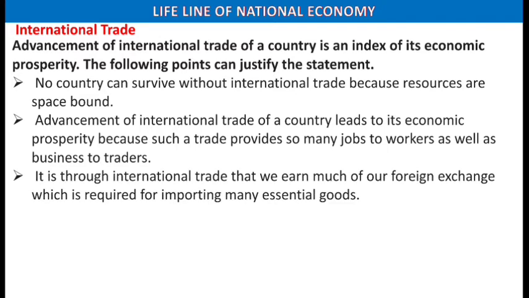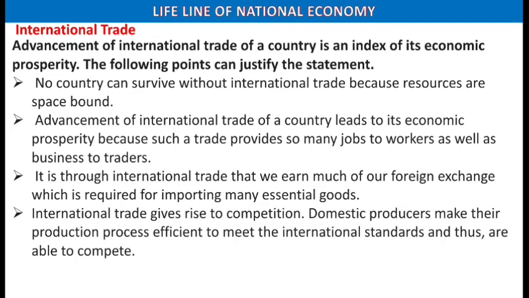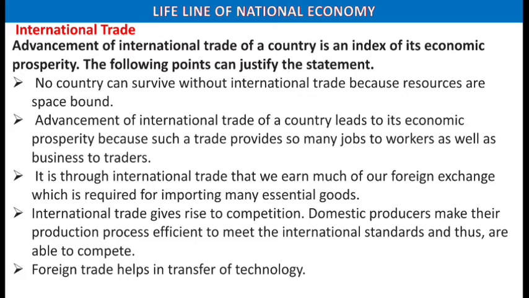It is through international trade that we earn much of our foreign exchange, which is required for importing many essential goods. International trade gives rise to competition. Domestic producers make their production process efficient to meet the international standard and thus are able to compete. Foreign trade helps in transfer of technology. So these are the advantages of international trade of a country.